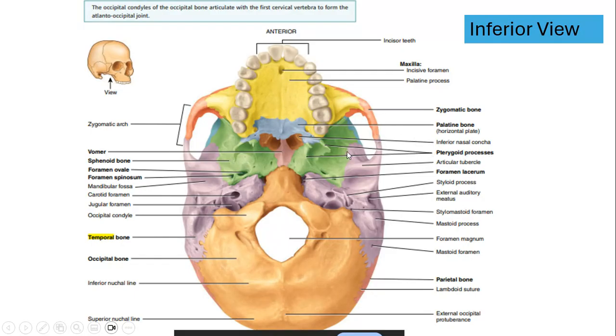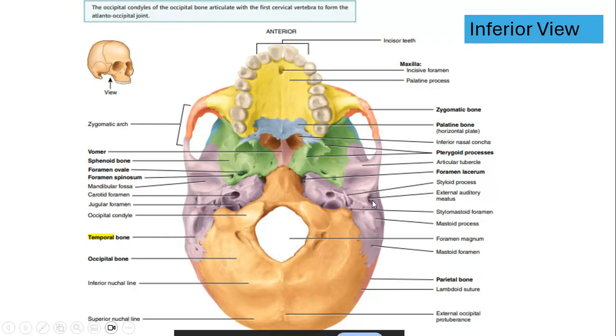This is pterygoid process. We didn't talk about it. As you can see, you look at it from below, but this is also a sphenoid bone. Pterygoid process is a part of sphenoid bone. This is foramen lacerum, right? We just had a chat about foramen lacerum. This is articular tubercle. That's a styloid process. That's external auditory meatus.